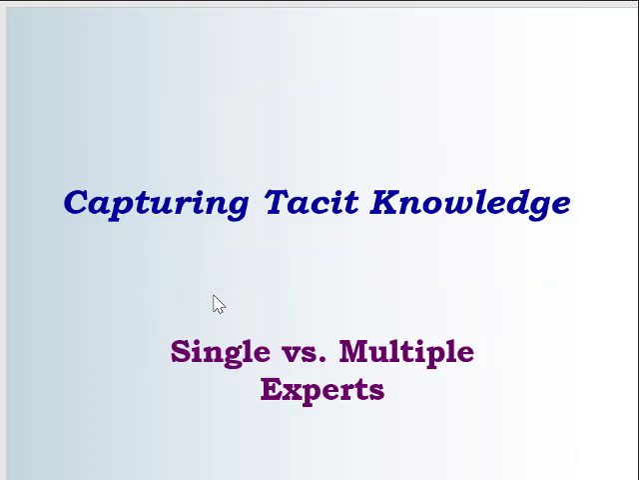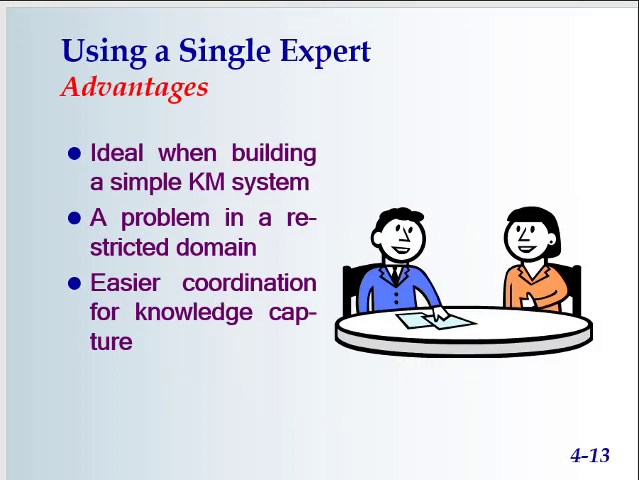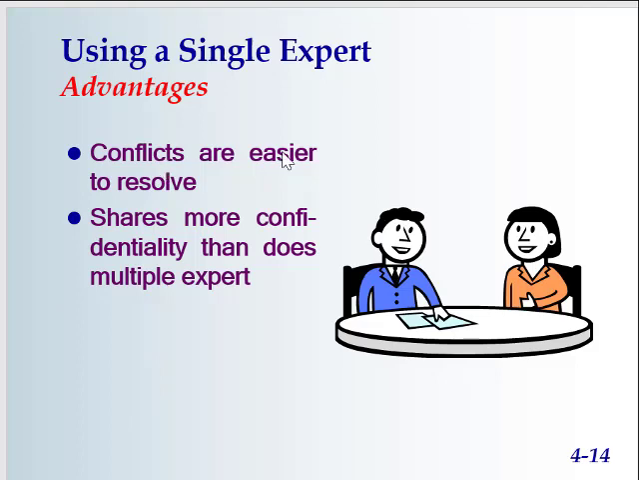Now there's also a debate that should we go for a single expert or we should go for multiple experts. Right. Now single experts are advantageous, ideal when you are building a very simple knowledge management system and the problem is a very restricted one. It's not a varied multifaceted problem, so it's a simple problem. It's better to have one expert there, and we can have an easier coordination for knowledge capture. We can coordinate on a one-on-one basis. Conflicts, if there are conflicts, are easy to resolve, and it ensures more confidentiality than does multiple experts.